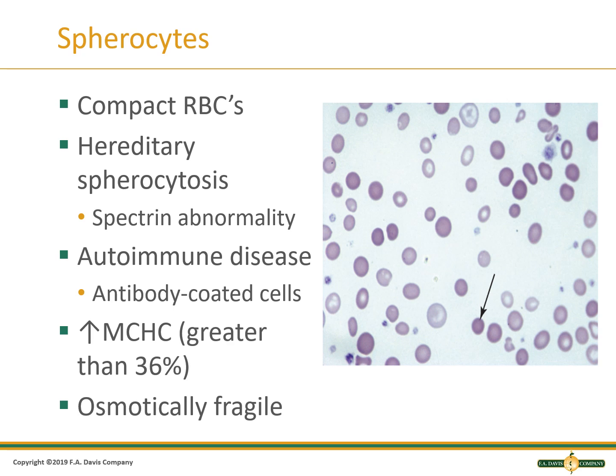The spectrin is part of the cytoskeleton structure of the red blood cell. It can also be tied to autoimmune disease where the antibody-coated cells are affected. You're going to see an increase in the MCHC greater than 36% and osmotically fragile, meaning it has a difficulty in maintaining what's outside the cell and inside the cell because it has lost its flexibility.